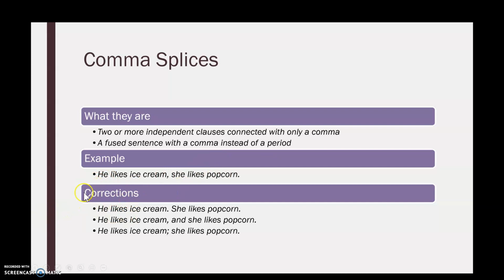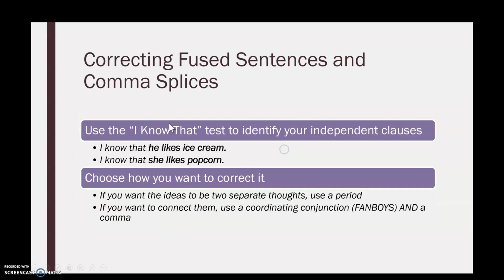So, like with the fused sentences, you have your 3 options here. These are the 3 that we're talking about now. He likes ice cream, period. She likes popcorn, period. Make it 2 sentences. You can also add a coordinating conjunction, which I think is generally one of the easiest ways to do this. He likes ice cream, comma, and she likes popcorn. Or you can take out the coordinating conjunction and the comma and replace both of them with a semicolon.